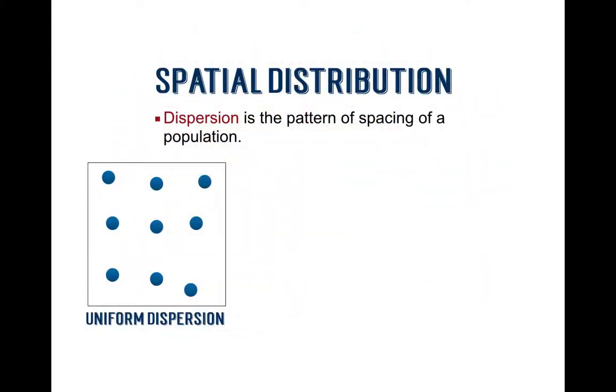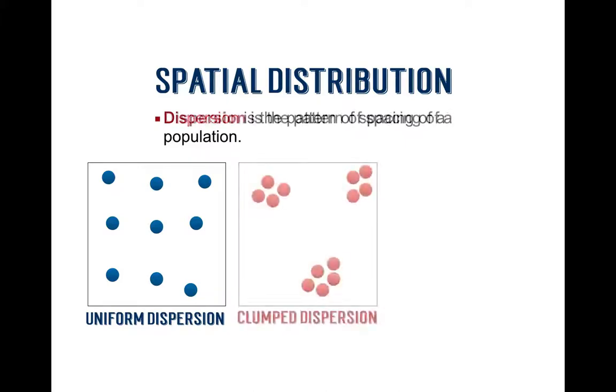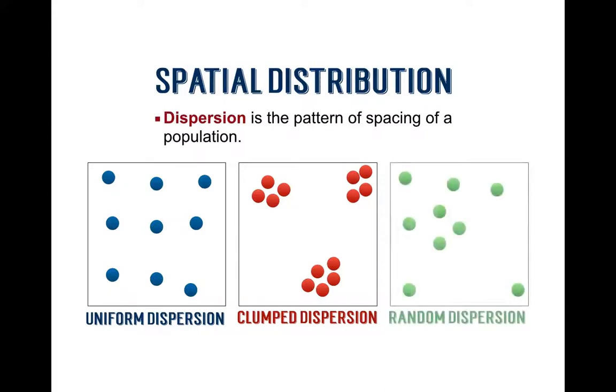So spatial distribution, these are the patterns of spacing of a population. We have three different patterns that we're going to highlight. We have uniform dispersion. As you can see there, shown by the dots, the organism will evenly distribute itself in a given area. You have clumped dispersion, where the organisms will clump together in family groups, in tribal groups, in herds. And then finally we have random dispersion, where there is no set pattern as to where they decide to distribute themselves. They're just kind of all over the place.